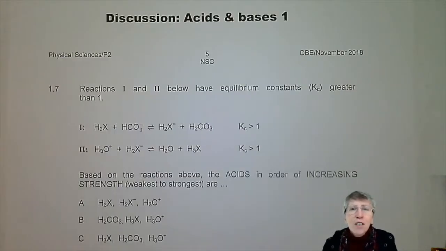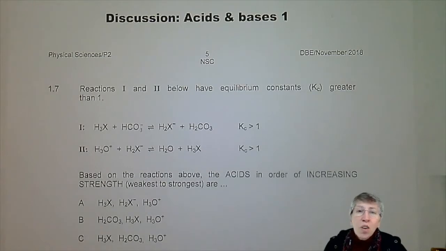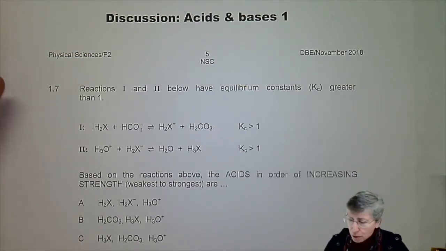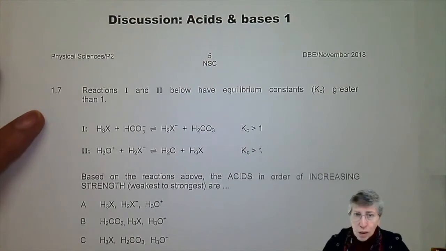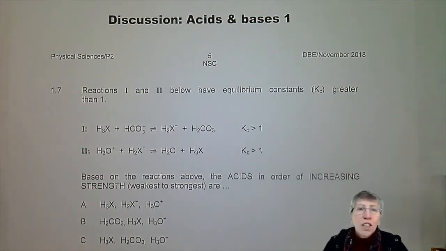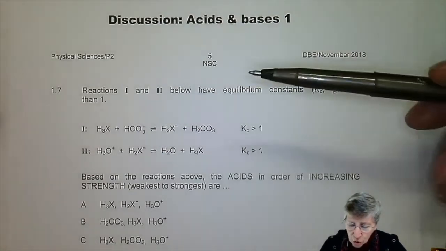So today we are going to look at questions on acids and bases. And the first question is one where someone asked us to look at November 28 paper number 1.7 of the multiple choice questions. Now, I always find multiple choice questions are very good questions to see if you really understand the work, right? So if we look at this one, it says the reaction 1 and 2 below have equilibrium constant Kc greater than 1.